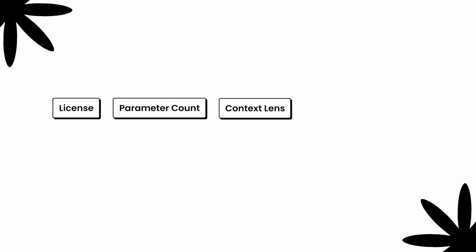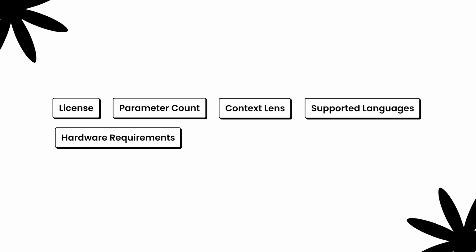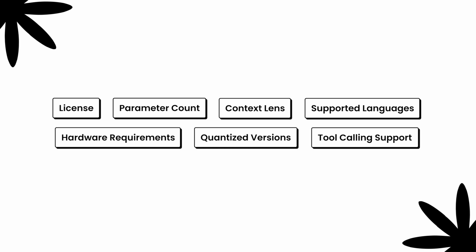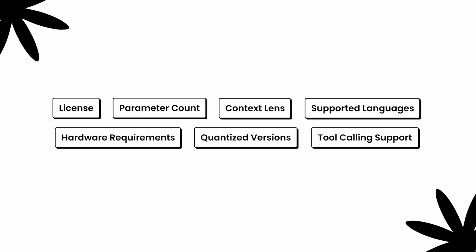Check the license, check the parameter count, the context length, supported languages, hardware requirements, quantized versions, and whether the model actually has tool calling support if you're going to be building an agent. I'm sure you'll see families like Qwen, DeepSeek, Mistral, Gemma, Kimi, GLM, GPT OSS, etc.